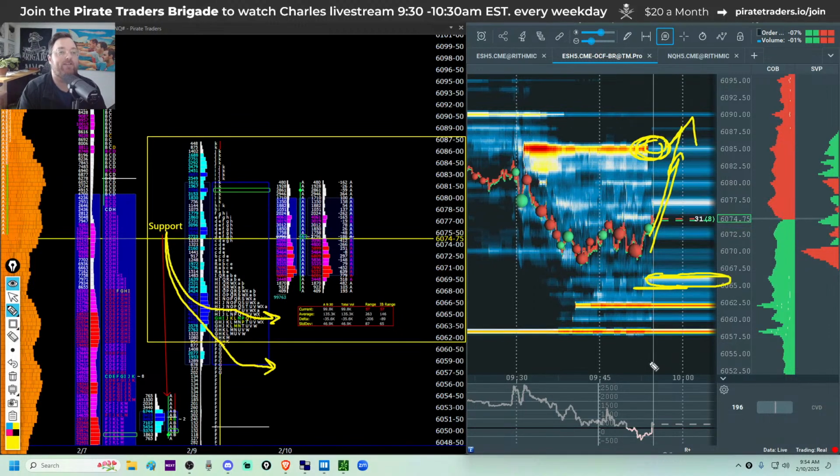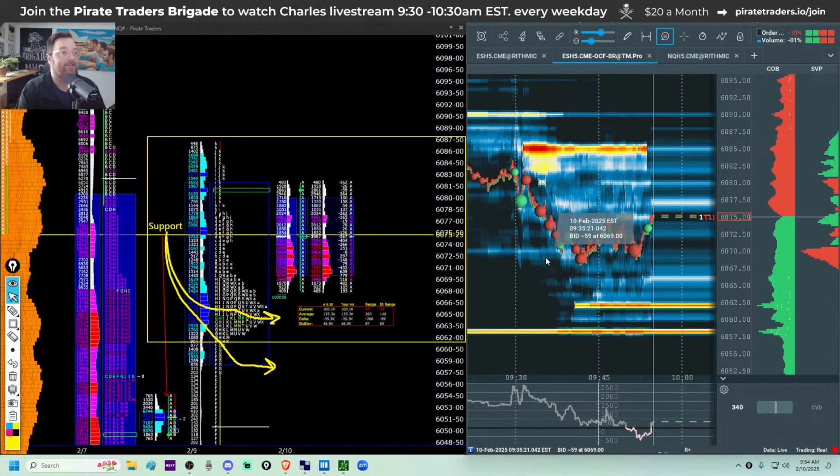Oh my God, Charles, but it's supposed to be a magnet. It's not a magnet, guys. It's a game. It's one computer trying to fool another computer.